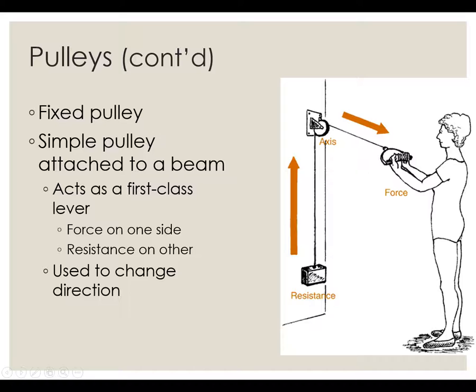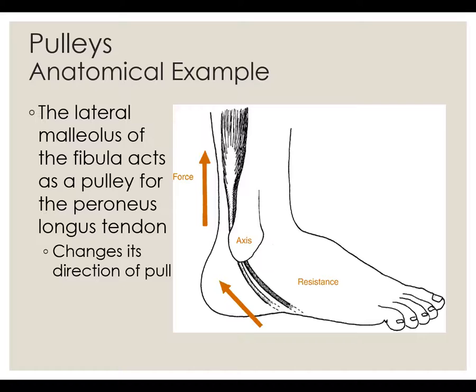So you've got, let's see, a fixed pulley and then a simple pulley attached to a beam. This acts as a first class lever. Force is on one side, resistance is on the other, and it's used to change direction but try to keep it balanced. An example anatomically would be the lateral malleolus of the fibula, or that outside ankle bone, which acts as a pulley for the peroneus longus tendon. It changes its direction of pull to try to balance.